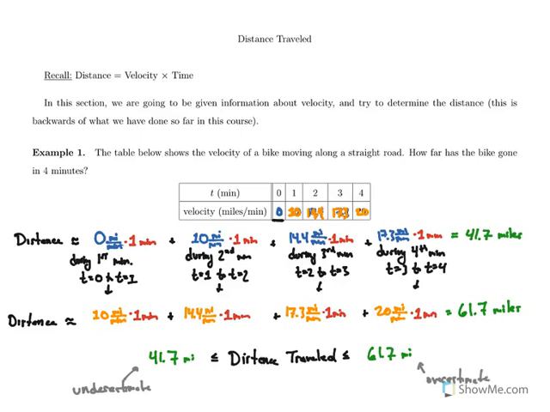So how can we find the actual distance traveled? We can't with this information, but we could make a guess. Maybe it's halfway in between, right? Maybe it's 51.7. Maybe that's a good guess. And there's not really a right answer because we're just estimating it.